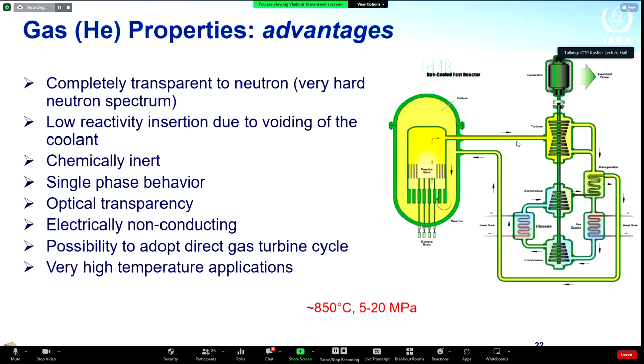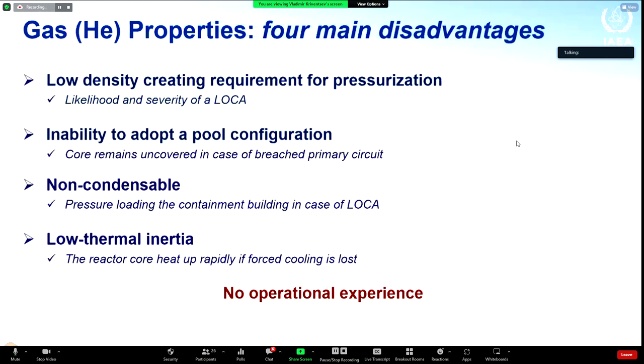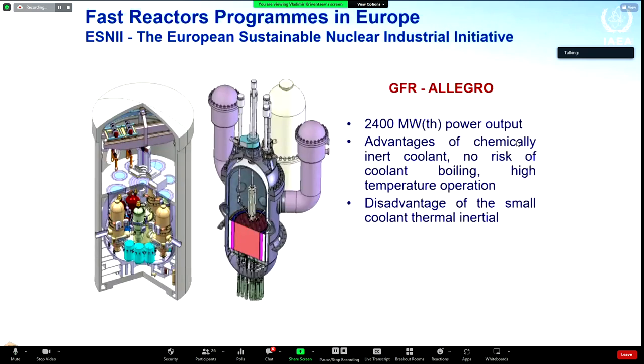However, it requires huge pressure to operate because of the low density of the helium, and then you have to create a reactor vessel with high pressure. The gas is also non-condensable, so in case of a loss of coolant accident, it could be a problem. It has low thermal inertia, so the reactor core can heat up rapidly if the flow is lost. And again, there is no operational experience with helium at all. One example of a helium gas reactor is GFR ALLEGRO, which is under development in Europe.